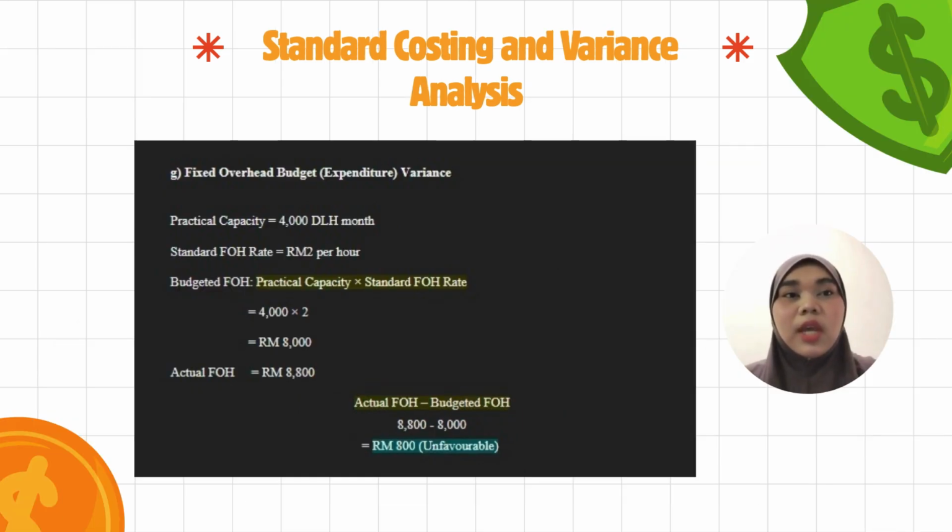Next is question G, which is fixed overhead budget variance. The formula we use for this question is budget fixed overhead equals practical capacity multiplied by standard fixed overhead rate. So practical capacity is 4,000 multiplied by the standard fixed overhead rate of RM2, which equals 8,000. To calculate the variance, fixed overhead budget variance equals actual fixed overhead minus budget fixed overhead. So the actual fixed overhead is 8,800 minus budget fixed overhead 8,000. So the answer is 800 unfavorable.